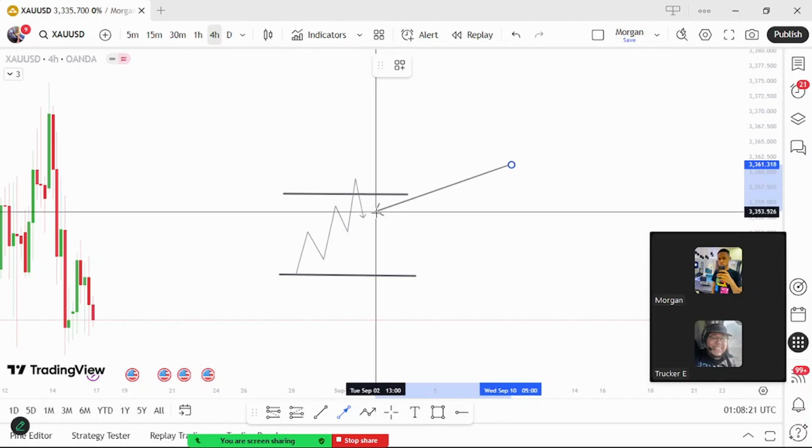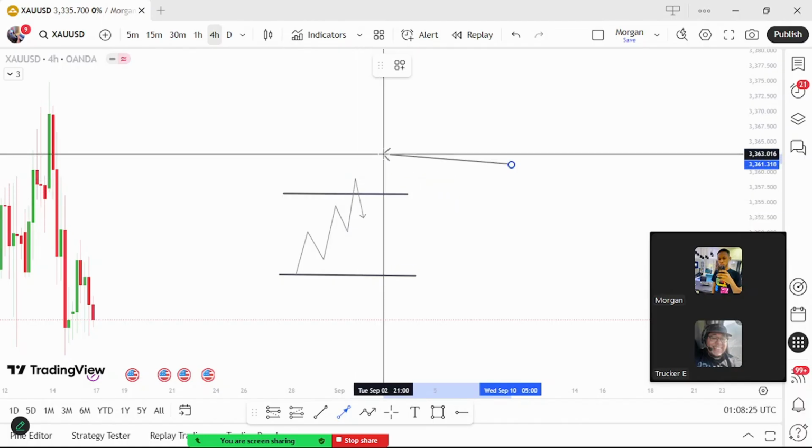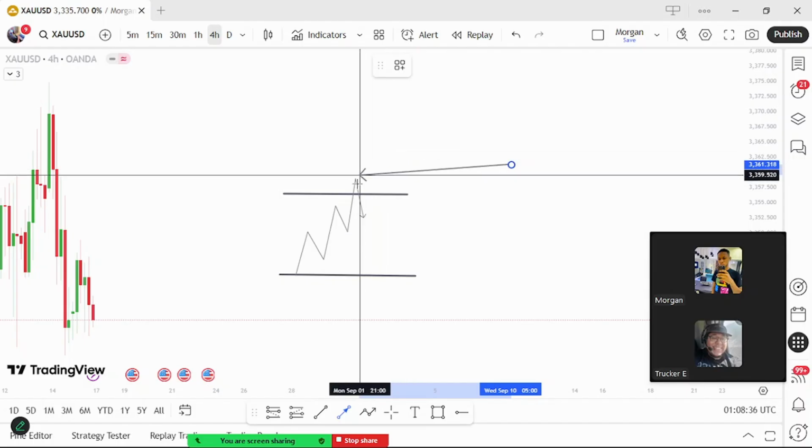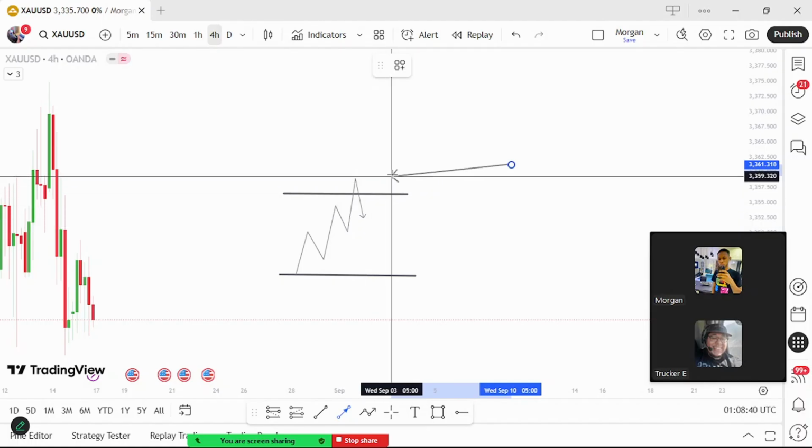It happens to me a lot. It'll break out, and then it'll be like those wicks over on your left side where it breaks out the top, and then it just wicks all the way back in. Exactly. So it's just trying to take out all the buyers before it starts making the move.